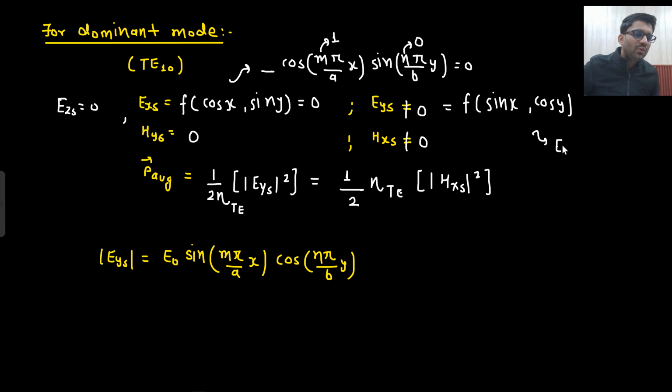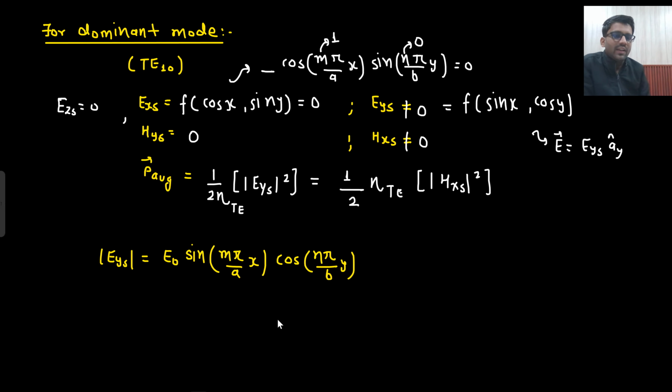So if I find out the total electric field, what do I write? EXS AX cap plus EYS AY cap plus EZS AZ cap. But what is left here? Only EYS is left. So in the examination, in the question they give you the maximum amplitude of electric field present in the dominant mode. You would know that in the dominant mode only EYS is present. So the amplitude that is given is this one. Are you getting this point? So that's why I am writing it as E naught.